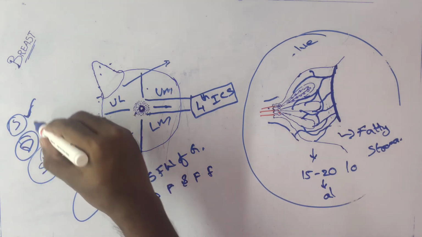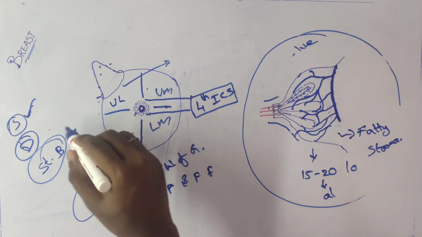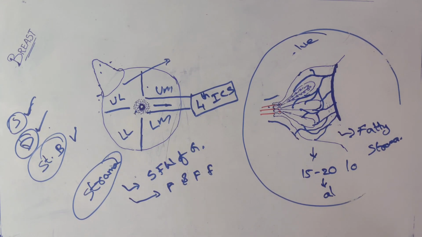So we have covered situation, structure of breast as well as deep relations. We have completed this part, and we will continue tomorrow with the blood supply, nerve supply, and lymphatic drainage of the breast.